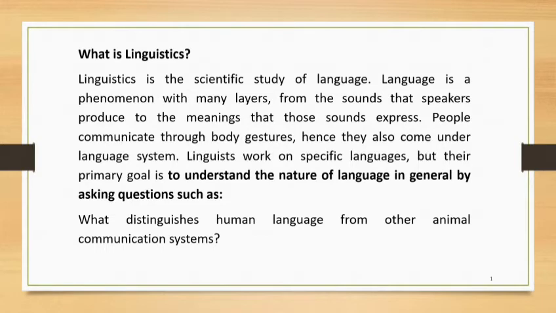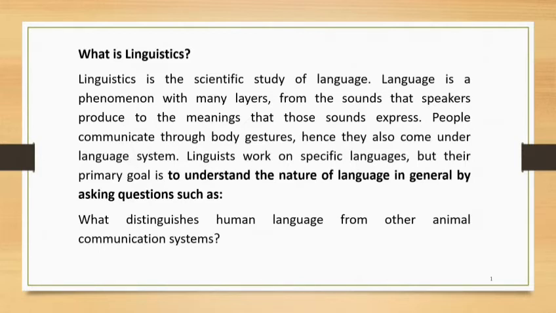People communicate through body gestures. It's not that we communicate only through a spoken and written form. We also communicate through body gestures, body language. Hence, they also come under the language system. So you may say that language is communicated through three major mediums, which are spoken form, written form, and body gestures.